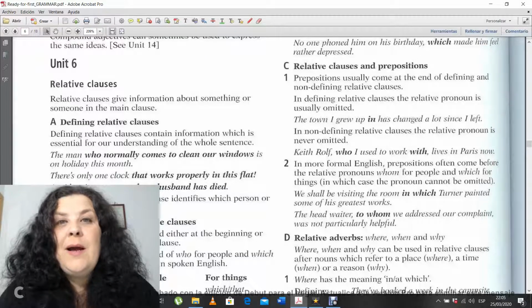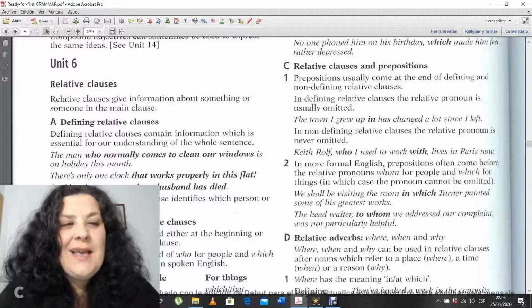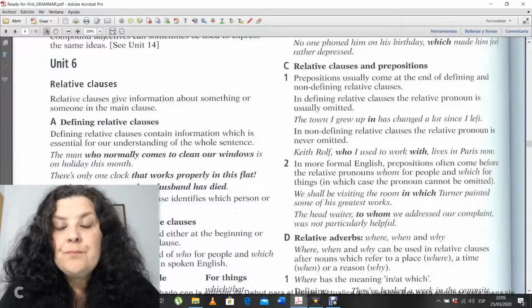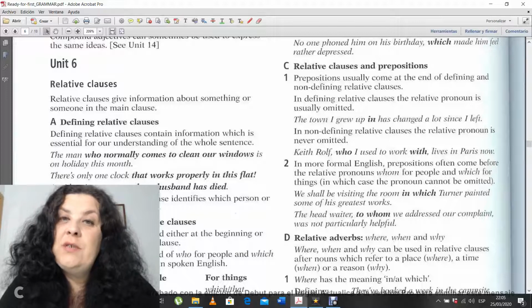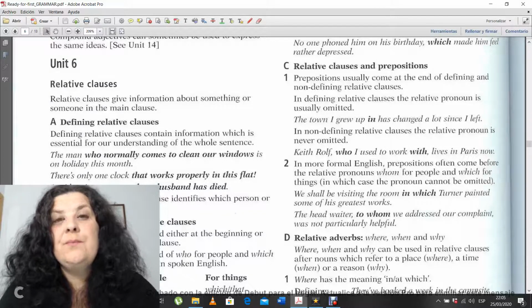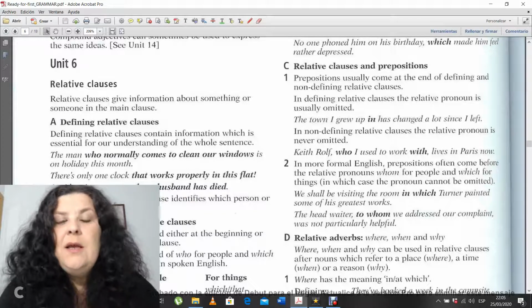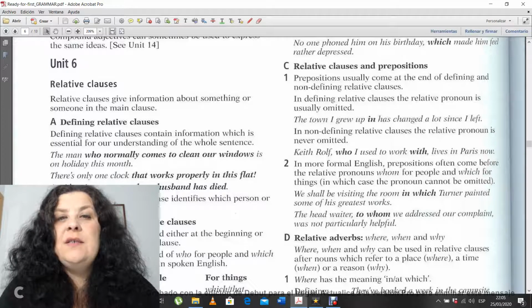Let's start with the first part of the grammar unit, which is relative clauses. Relative clauses give information about something or someone in the main clause. So there are two different types of relative clause. I want to explain to you this first: defining relative clauses. Okay.